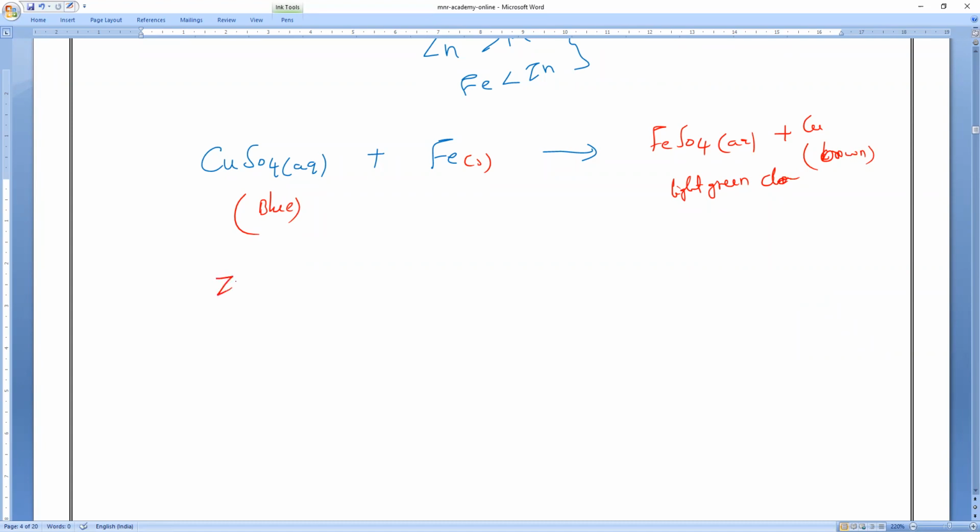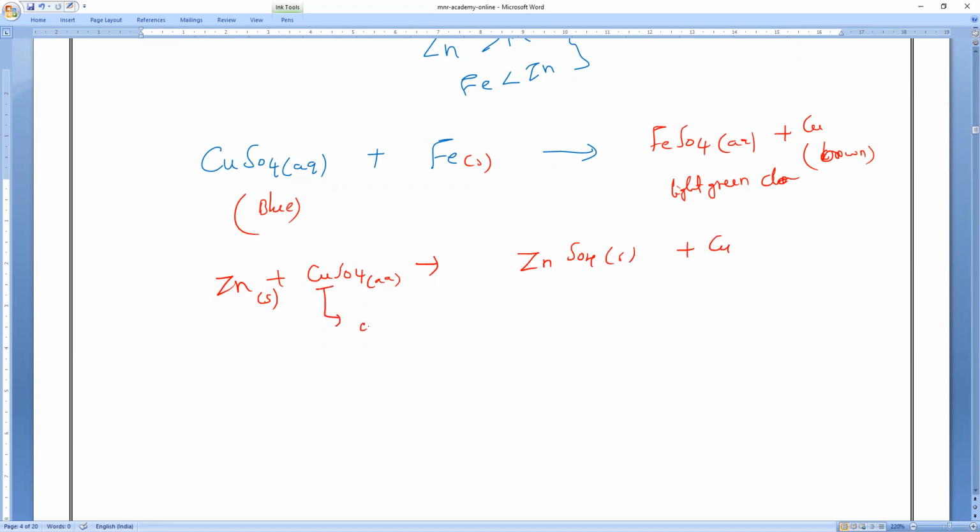So next, you can take zinc reacting with copper sulfate. Can you tell me, will the reaction take place or not? Yes, sir. So what products will come? We'll get zinc sulfate plus copper. Now here copper.